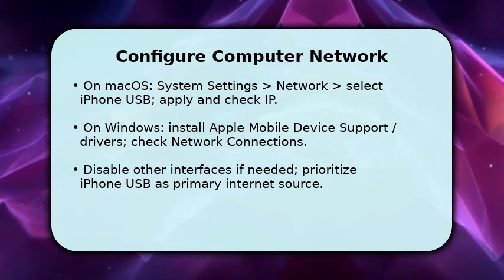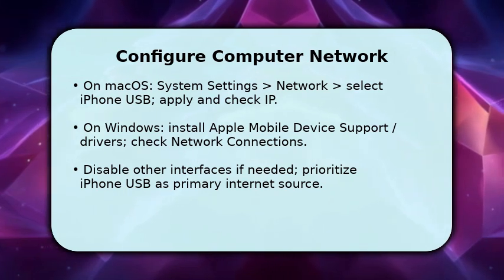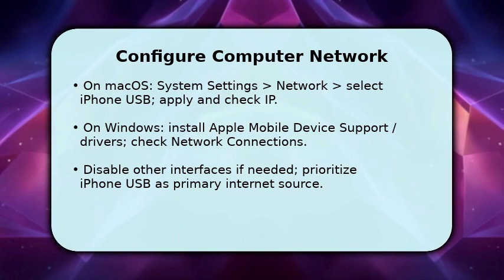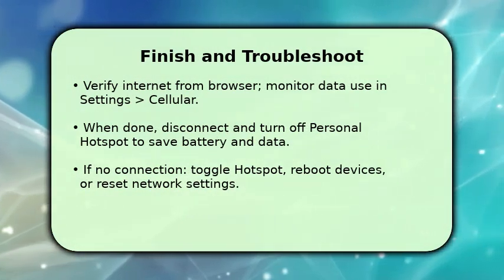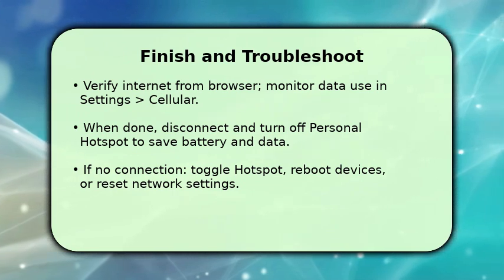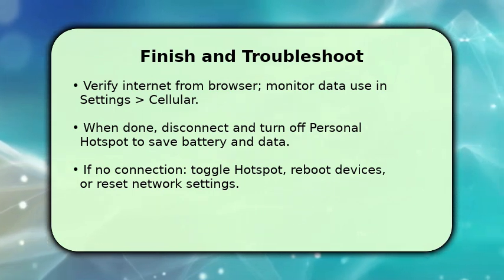Once configured, test by loading a web page to verify packets go through the iPhone. You wrap up by confirming internet access. Open a browser and load a site. Make sure to monitor cellular usage in settings to avoid surprises. When finished, disconnect the cable and turn off personal hotspot to conserve battery and data.